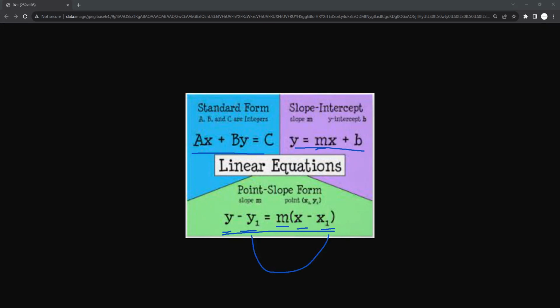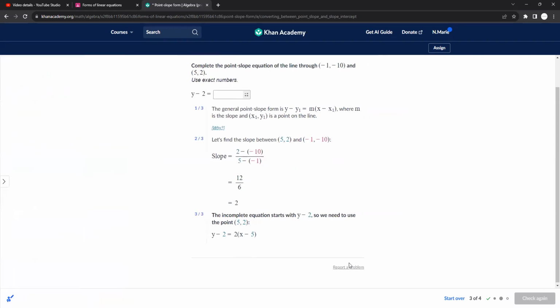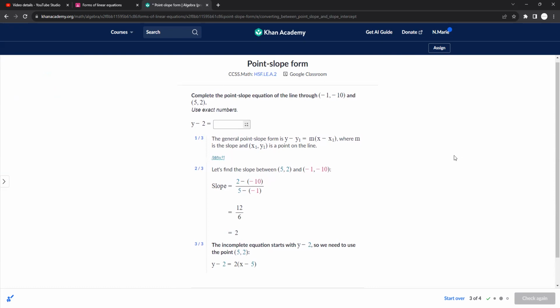Okay, so let me go back here. Okay, so point slope form here. In order to do point slope form, they're going to give you 2 points. You find the slope and then you plug in. So you find the slope, which you should already know how to do between 2 points. And the slope comes first, and then you're going to do x minus your x1.